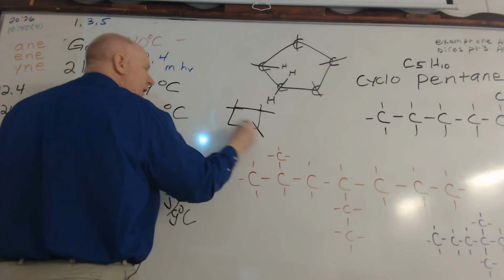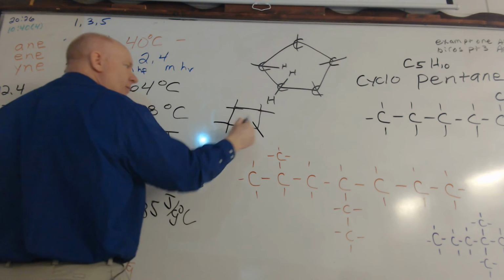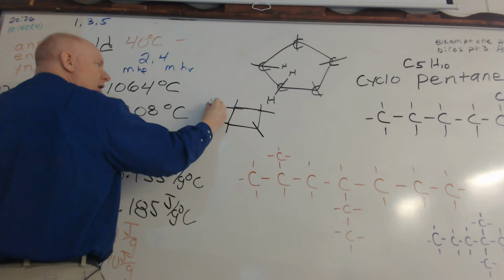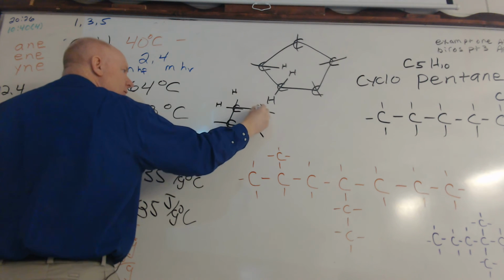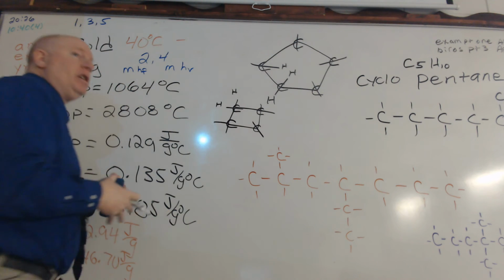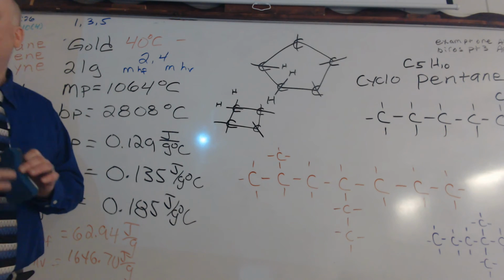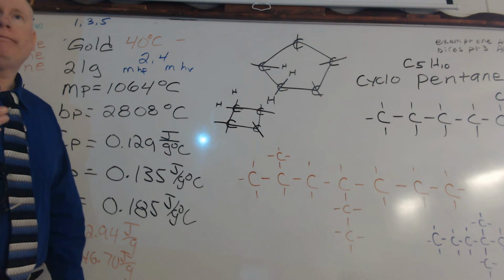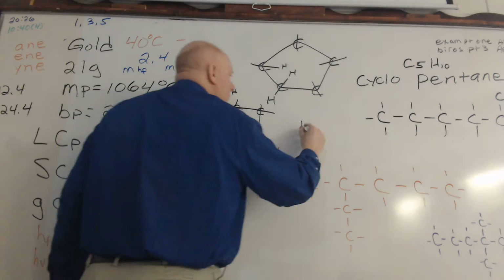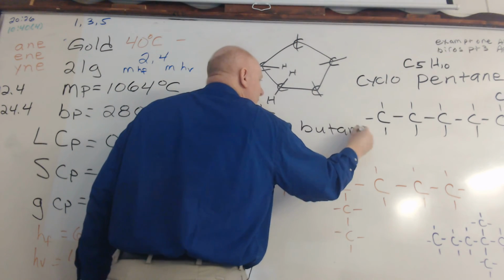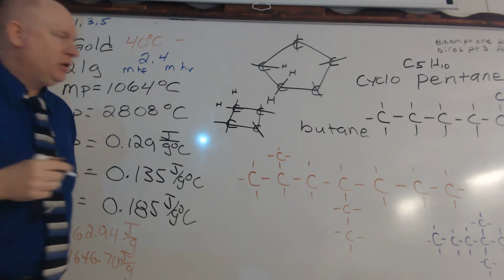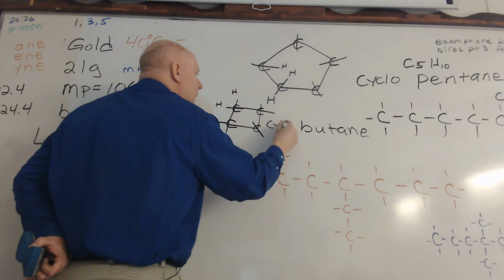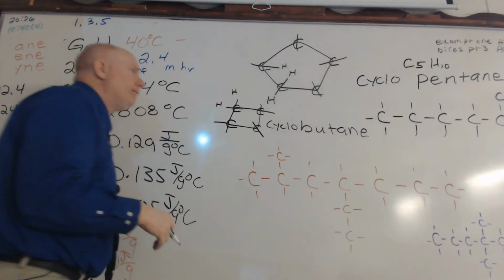Or if you want to make hydrogen atoms like that or like this, these are all hydrogen atoms. These are carbon atoms. So how many carbons do you have? What's the prefix for 4? Okay. And it's a ring structure. So what do you put in front of that? Cyclobutane. Okay.